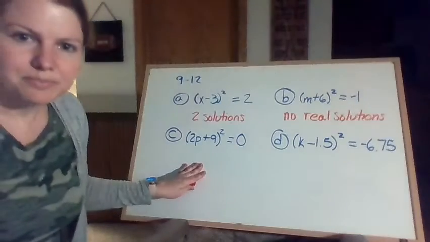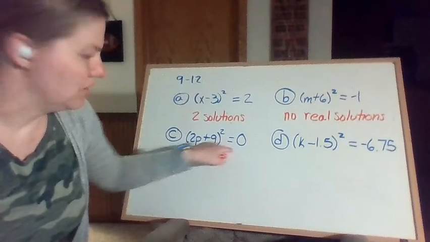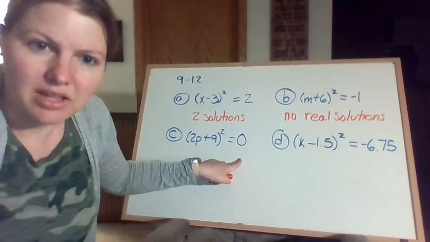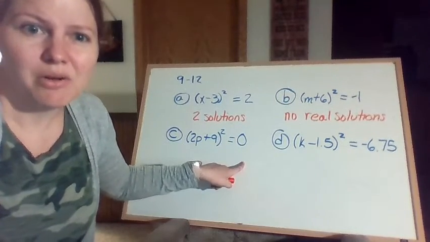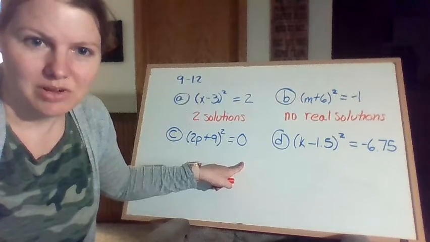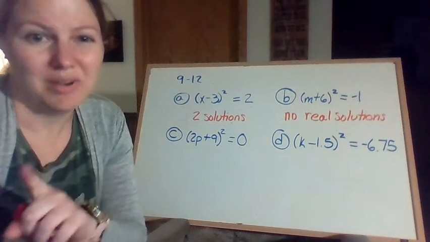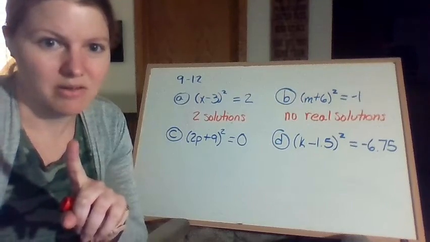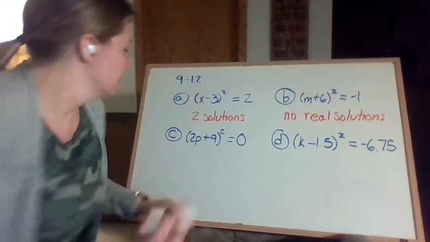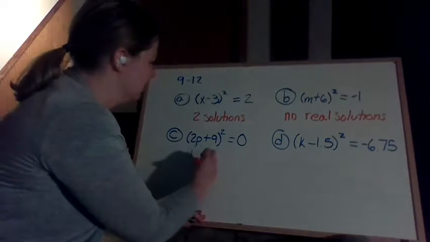Okay, over here, we have our perfect square equal to 0. So I want you to think about if you were to take the square root of 0, how many solutions would you come up with? Hopefully you're thinking only 1, because you wouldn't have a plus or minus 0. There's only 0. So that would be 1 solution.